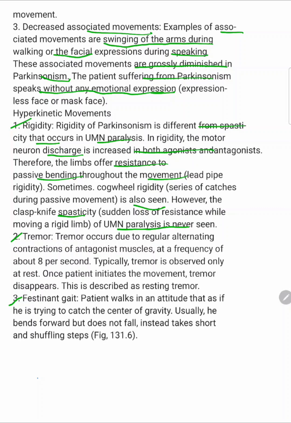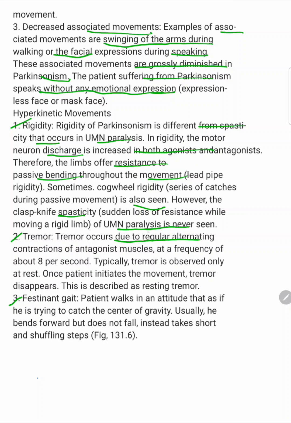See, remember, rigidity means increased muscle tone; their limbs are resistant to passive bending throughout the movement. However, there is no spasticity, as is observed in upper motor neuron paralysis. In upper motor neuron paralysis we can see the spasticity, but not in the Parkinson patient. Next, tremors.